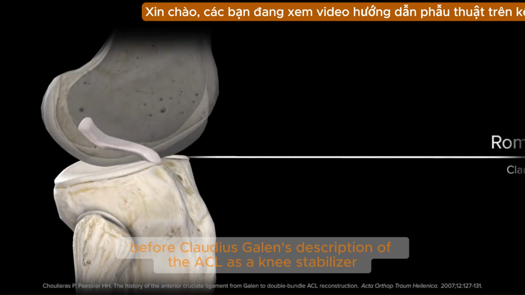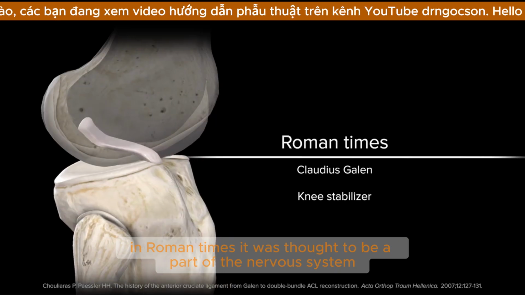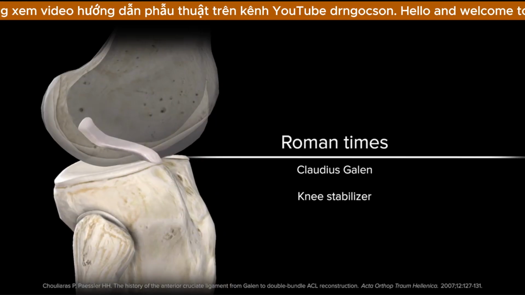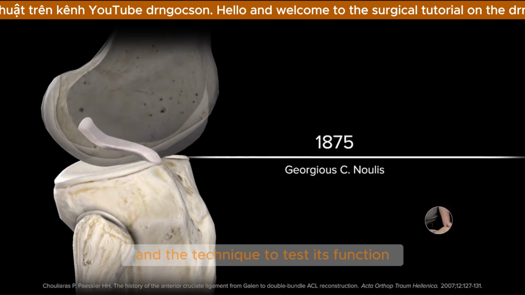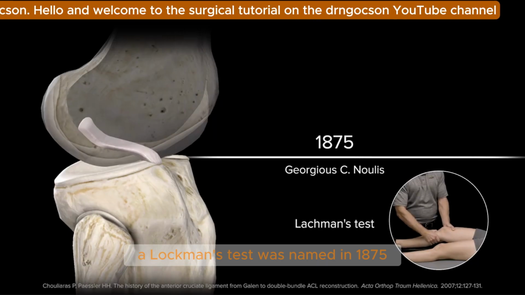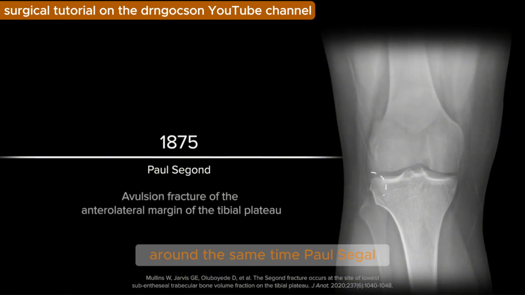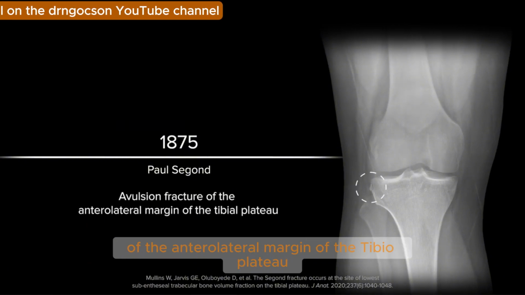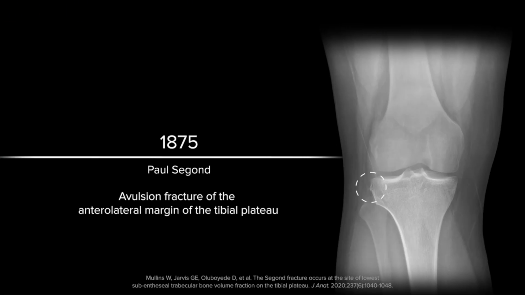Before Claudius Galen's description of the ACL as a knee stabilizer in Roman times, it was thought to be a part of the nervous system. Slowly over time, the understanding of its function improved, and the technique to test its function, a Lachman's test, was named in 1875. Around the same time, Paul Segond described an avulsion fracture of the anterolateral margin of the tibial plateau that is now considered pathognomonic for ACL rupture.